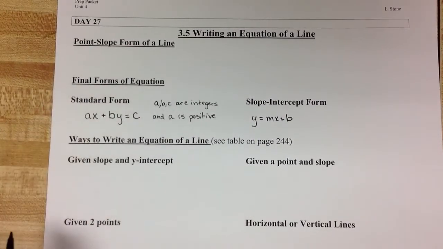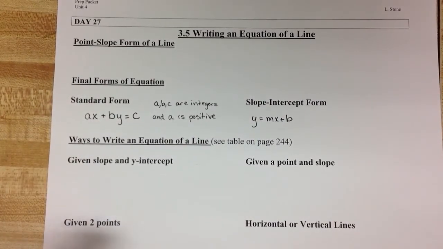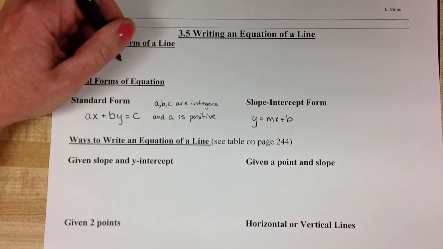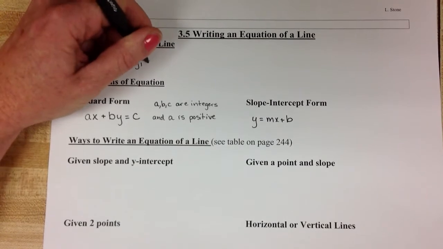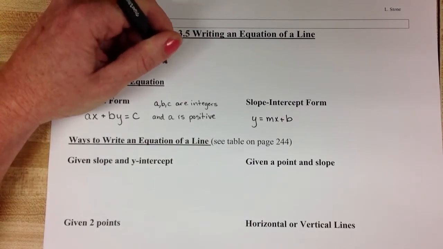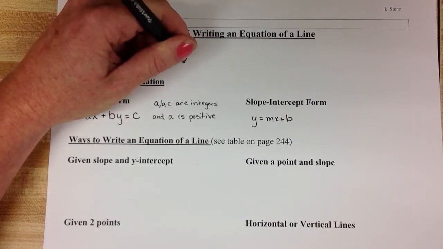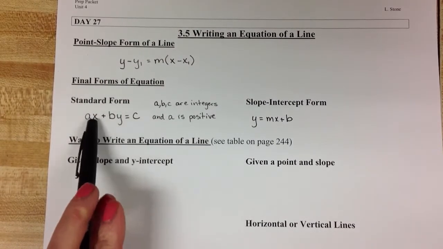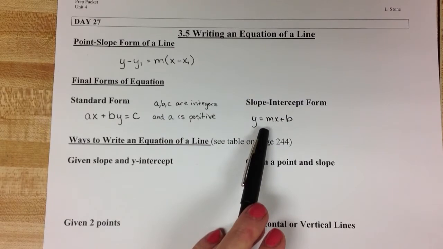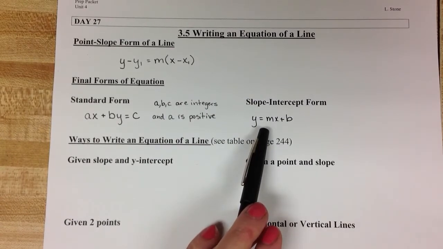So there's one more form of the equation that can be really helpful as we're going through this section, and that's the one that's called the point-slope form of a line. The point-slope form of a line is y minus y1 equals m times x minus x1. Now these two forms are the forms that we would use to give our final answer in.